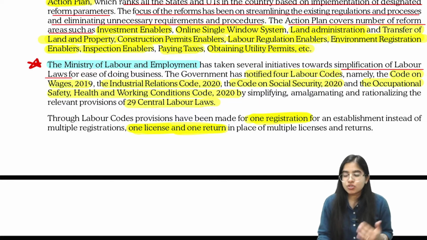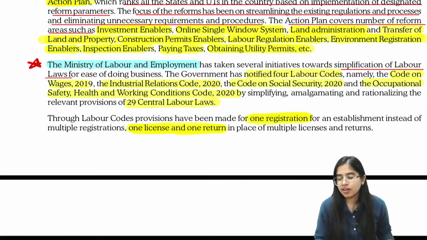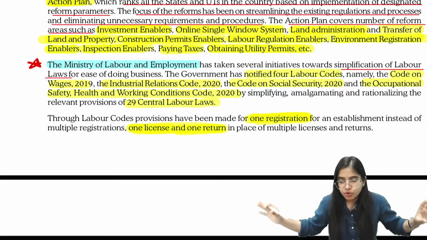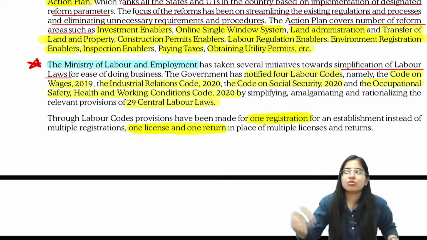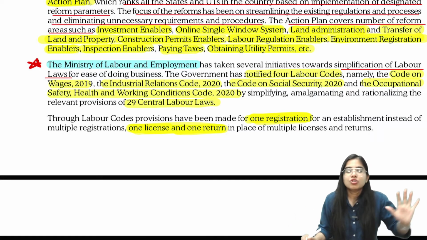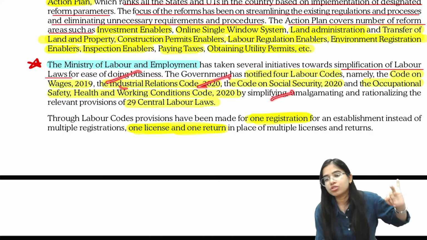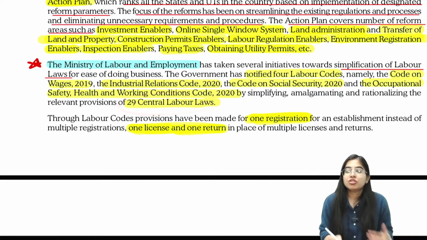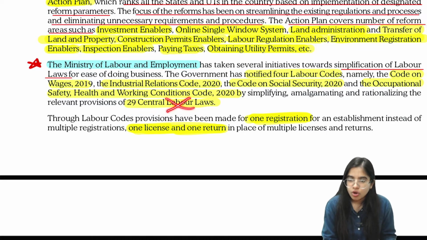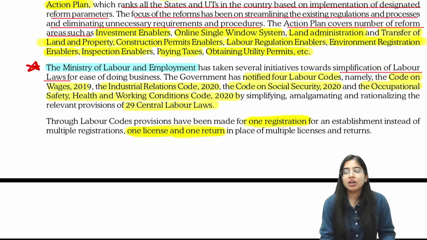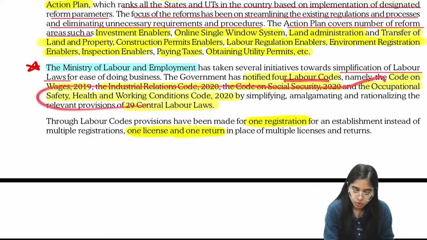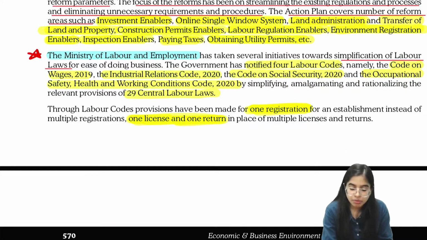So that is what the Ministry of Labor and Employment did in order to promote business. It deleted all these 29 central labor laws and merged them and made four unified codes. Four central unified codes. What is a code? Law only. The group of acts is known as code. So it's nothing like an act only, it's a law only. So code on wages, industrial relations code, code on social security, and occupational safety. Ma'am, do we have to remember the names of these codes? Yes, you have to. So the government, the Ministry of Labor and Employment, deleted these 29 central labor laws and notified this. They're not yet enforced, but yes, the government has notified these four codes. Okay, so this is an initiative taken by the Ministry of Labor and Employment.